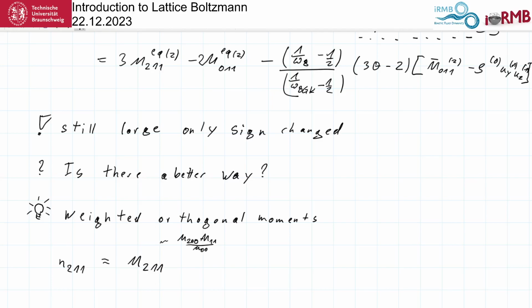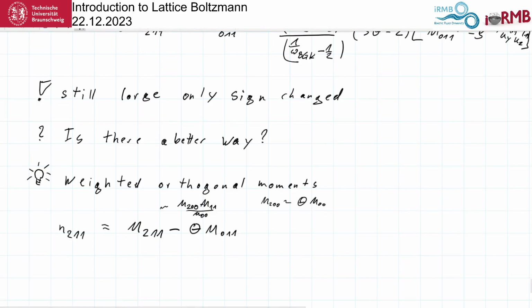Yeah. So if this looks like this, then you remember that m200 should be proportional to theta. So one idea you could have is multiplying this by theta m00. If you multiply this by theta, take m011, and try it with this. Let's see what happens if we try it with this instead. Now this is a different way of orthogonalizing it.